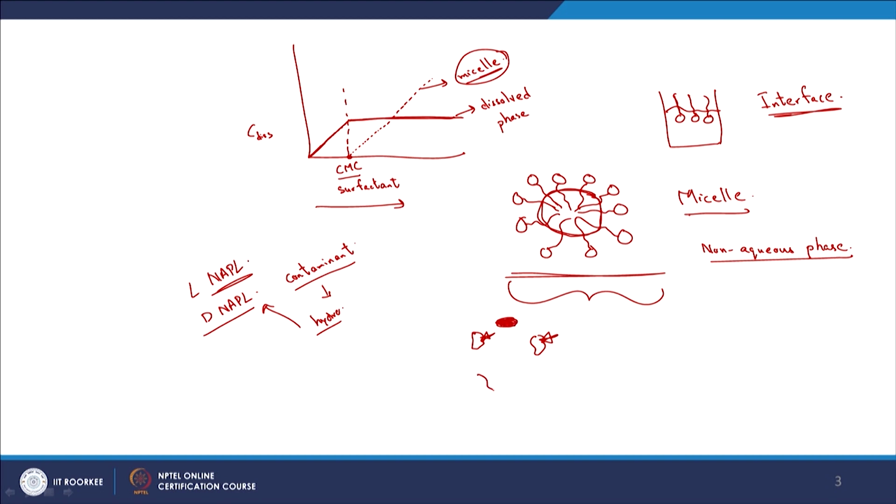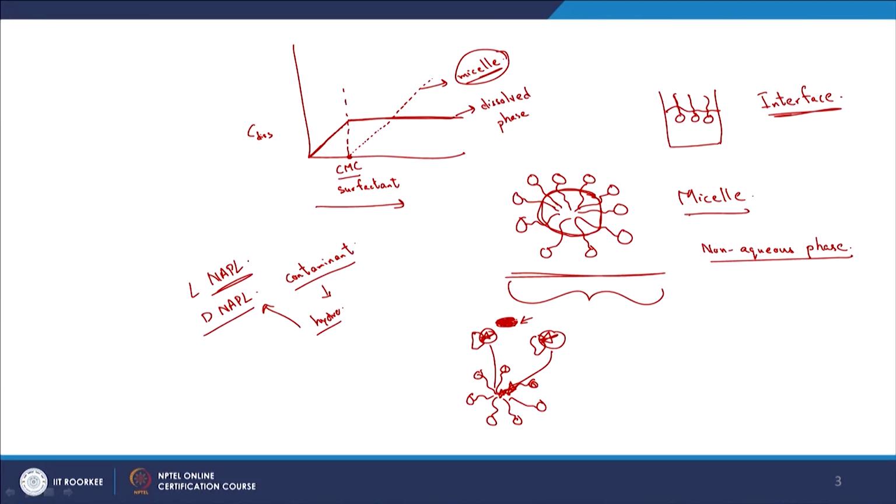And now what happens is that as I introduce my micelle, or the surfactant after CMC has been achieved. What happens to these particular contaminants? They would now change phase from being adsorbed onto soil into the micelle phase, and similarly some of this particular blob will dissolve into this non-aqueous phase inside the micelle, right. So that is the key aspect.